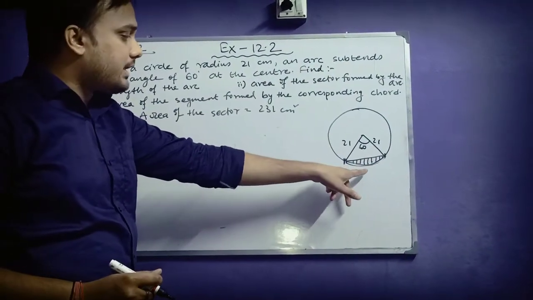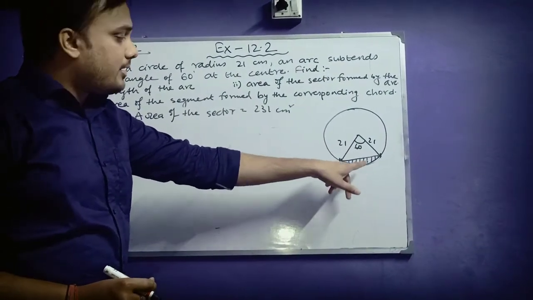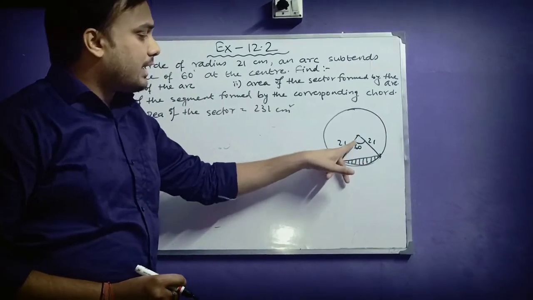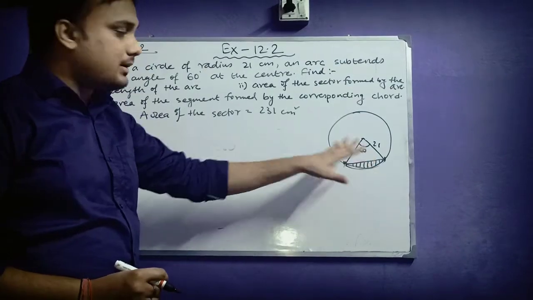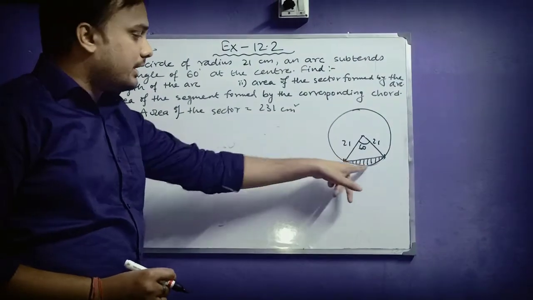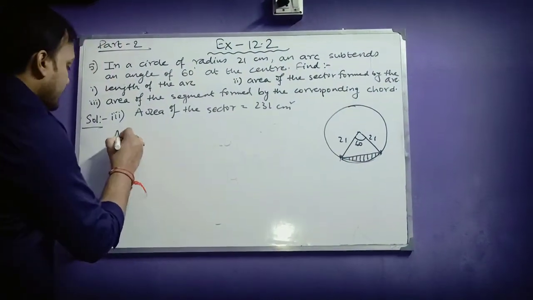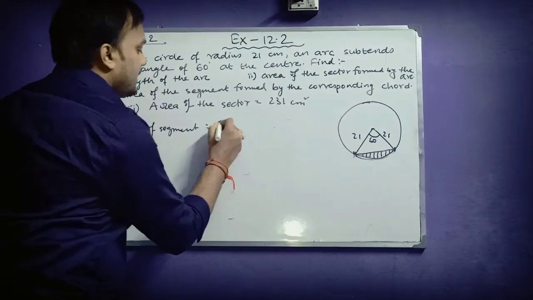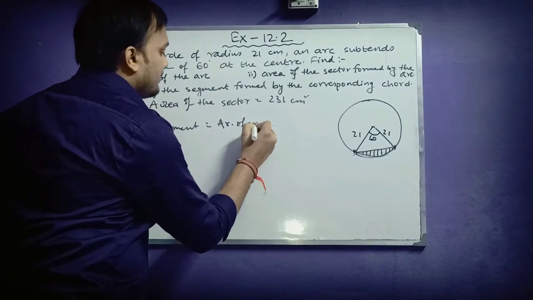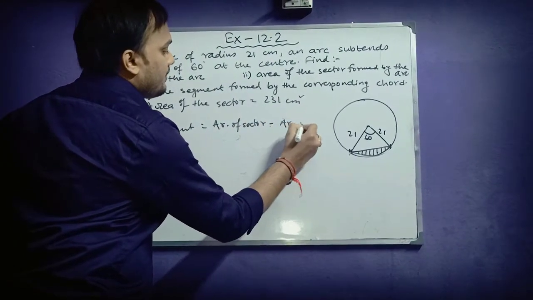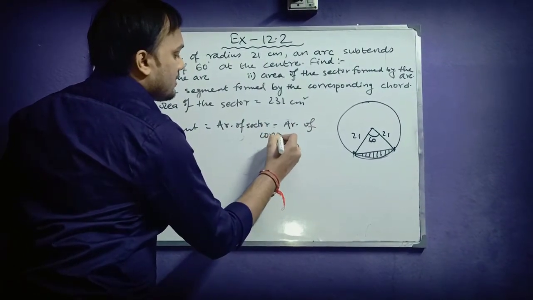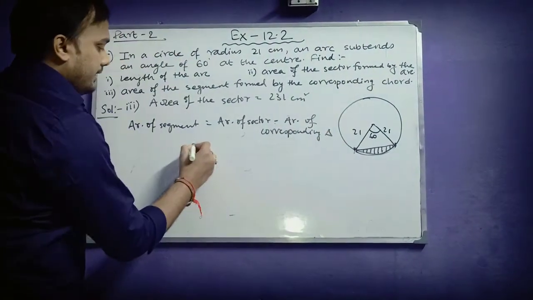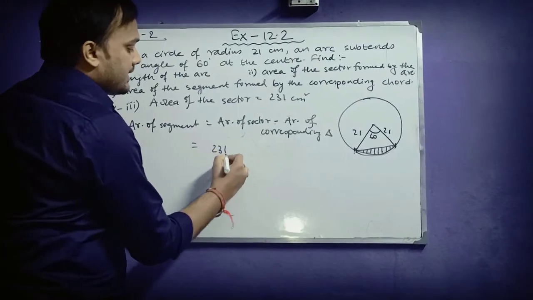How can we find this area? We can evaluate this area by finding the area of this triangular part, so that we can subtract that triangular part from the area of the sector to get the area of the segment. So area of the segment is area of sector minus area of corresponding triangle. Now what is the area of the sector? It is 231 centimeter square.